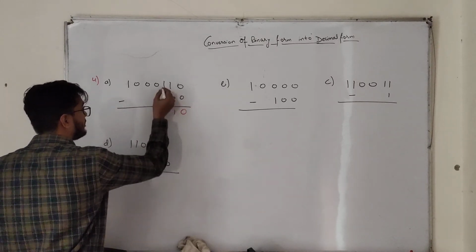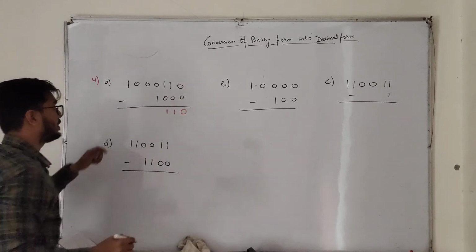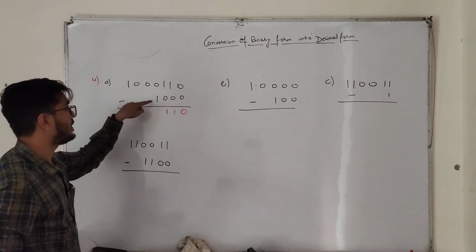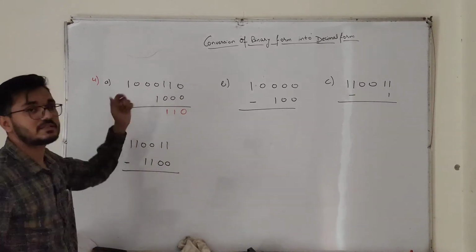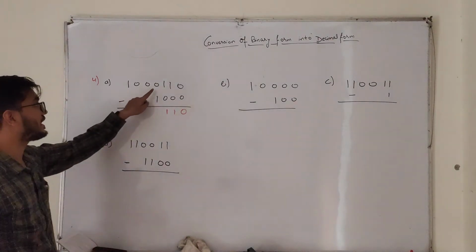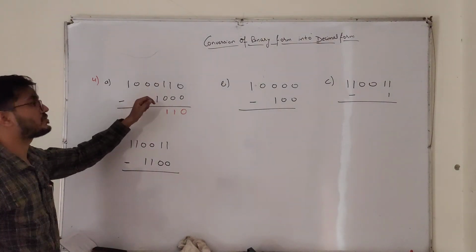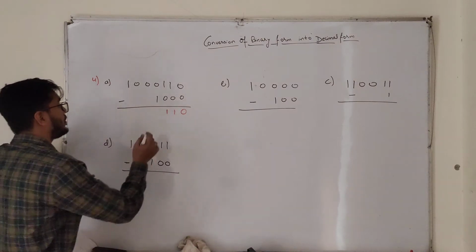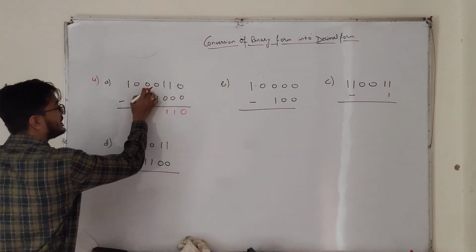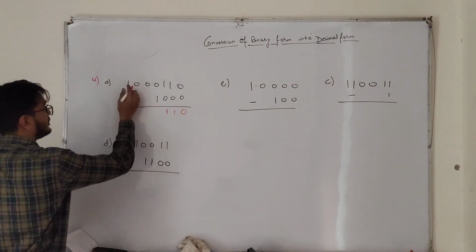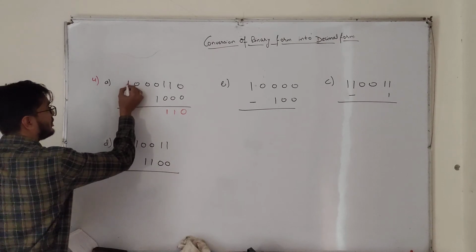1 minus 0 is 1. Now we cannot subtract 1 from 0. 1 is greater than 0, so we cannot subtract. So we need to borrow something, right? If we want to borrow, here we don't have any digit, here also we don't have any digit, so we have to borrow 1 from this.